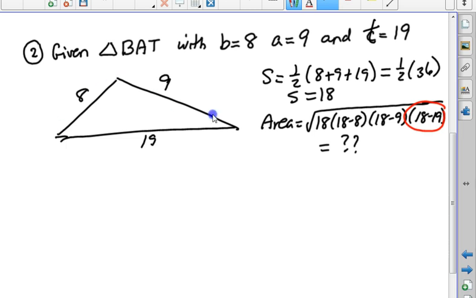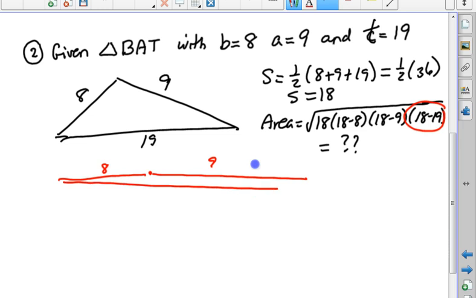8 and 9 is 17. This side is 19. Even if I stretch these sides as far as I could stretch them, so here's my vertex, this is 8 and this is 9, 19 is still longer than that. There's no way I can make a triangle out of those three sides. So every once in a while, I'll throw one of these in where the triangle is not possible.